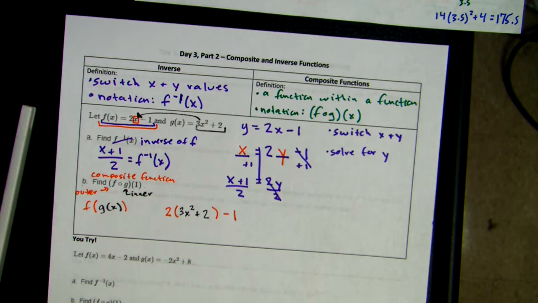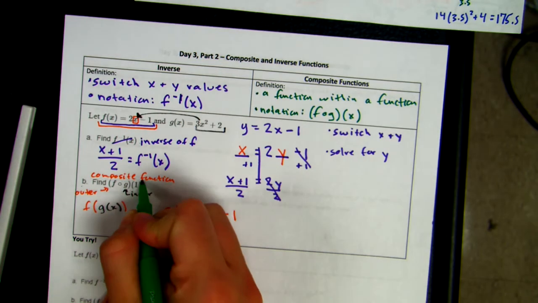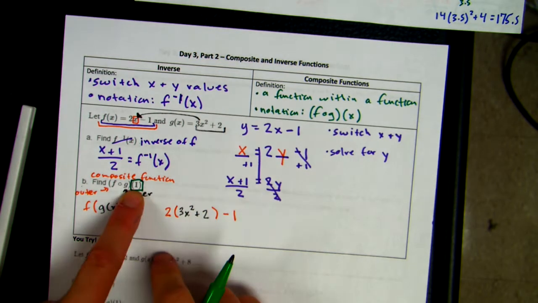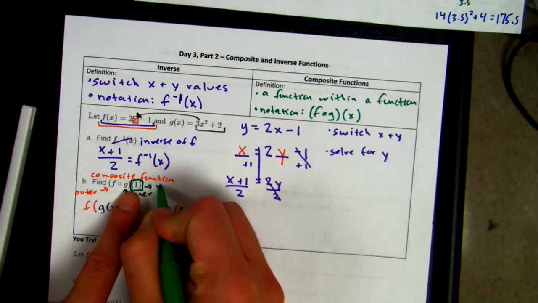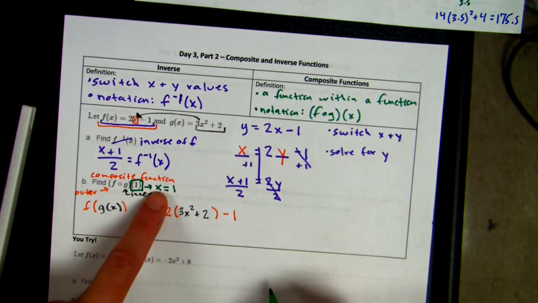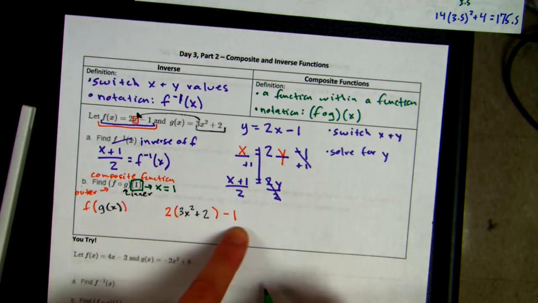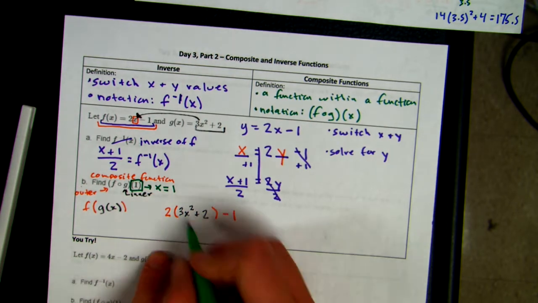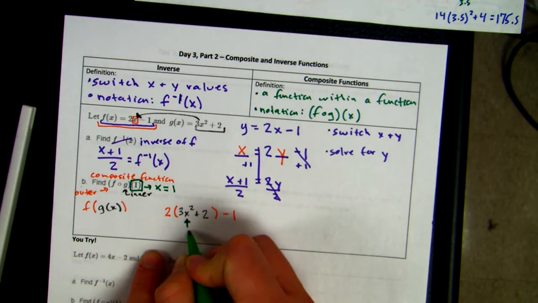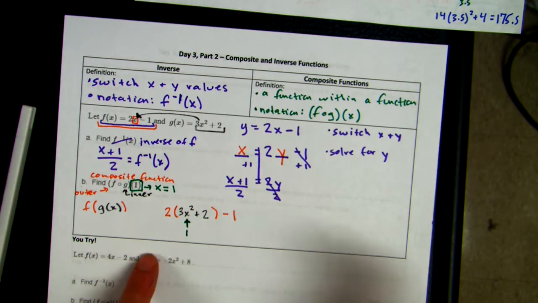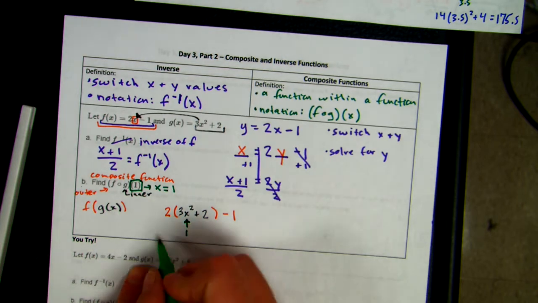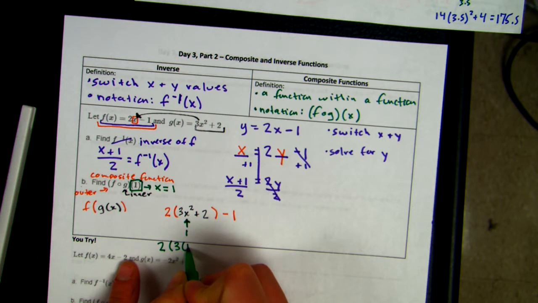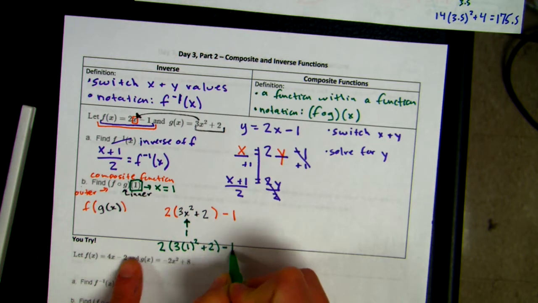Now there's one other piece of notation here that is pretty important, and it's this 1 right here. Whatever value is in the parentheses next to the composite function, that's what x is equal to. So x is equal to 1. So if we're looking at the function that we've written here so far, I know that x is equal to 1, so I can plug in 1 for x. If I do that, I end up with 2 parentheses 3, 1 squared plus 2 minus 1.